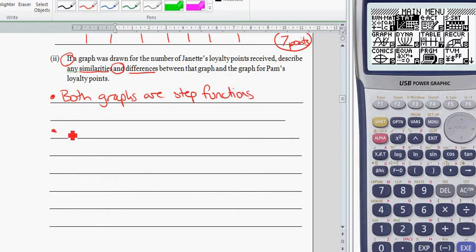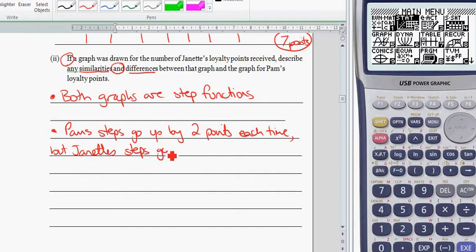The second one, Pam's steps go up by 2 points each time. Even if you feel like what you're stating is obvious, it's still good to write it down. But Jeanette's steps go up by 1.